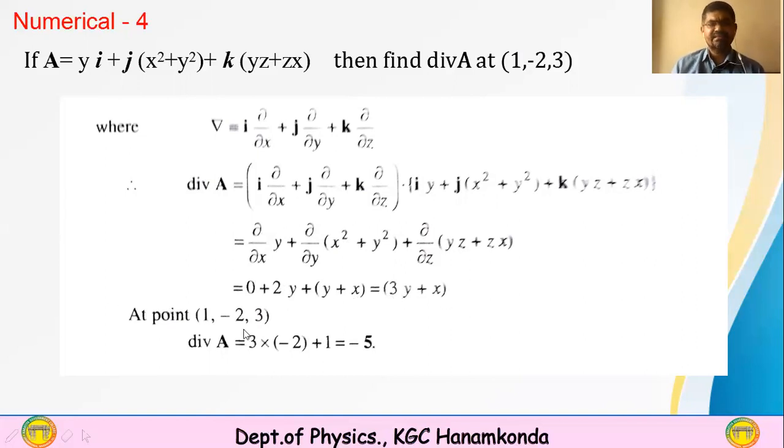But the point is given as (1, −2, 3). You just substitute the values here. Divergence of A equals 3 into −2 plus 1, that is −6 plus 1, which is −5.